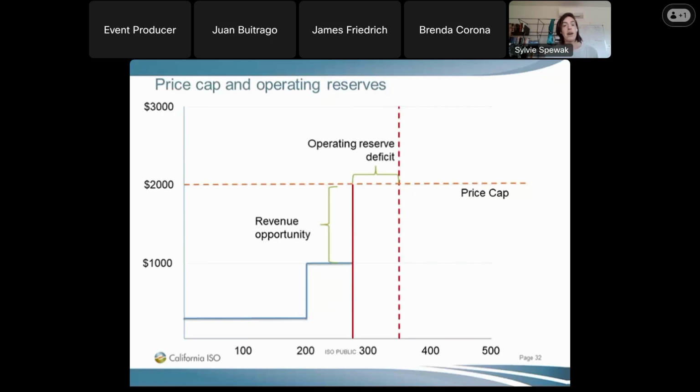But I'll note that this price cap that you see here doesn't have to represent a scarcity price or an administratively set price. James is going to go into the difference between a price cap and a constraint violation penalty. And that's something that we use to incentivize resources to show up when we want them to. Next slide.